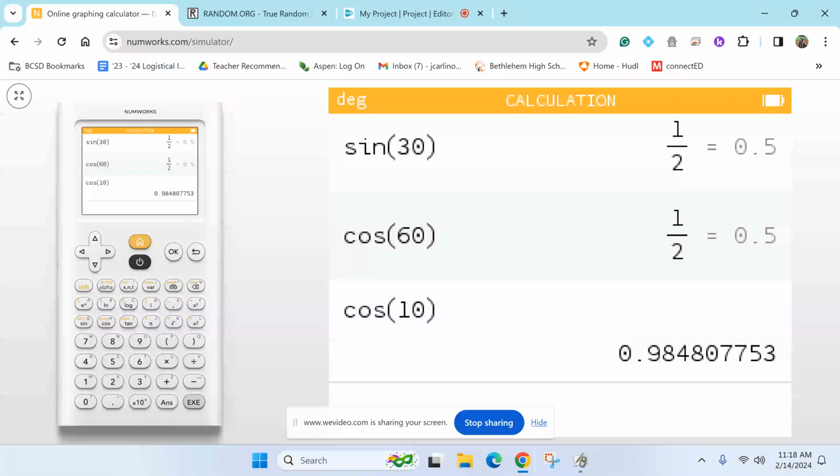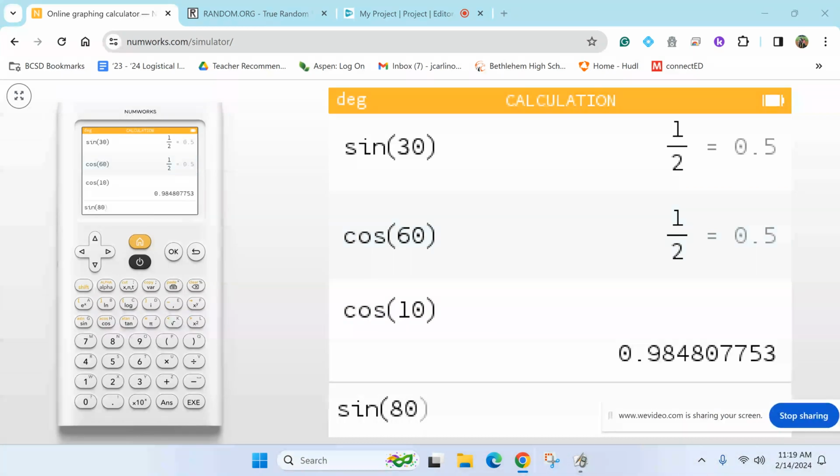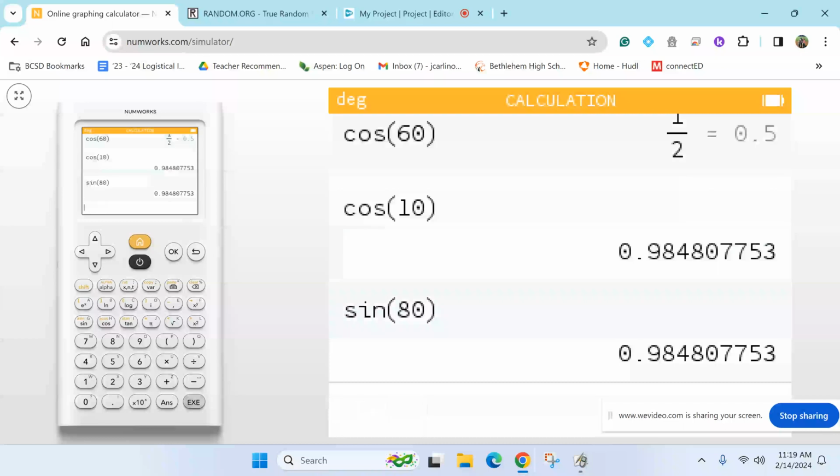Sine, not cosine or tangent. Sine of 80. And why 80? These two are complementary. That's the only time the sine and cosine ratios are going to be equal. Only time. All right, we good? Again, I'm going to sound like a broken record today because that's the only way I can get my point across. If the sine and cosine ratios are equal, their angles add to 90. If angles add to 90, the ratios are equal.